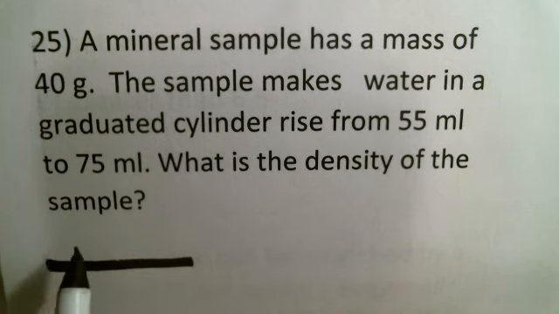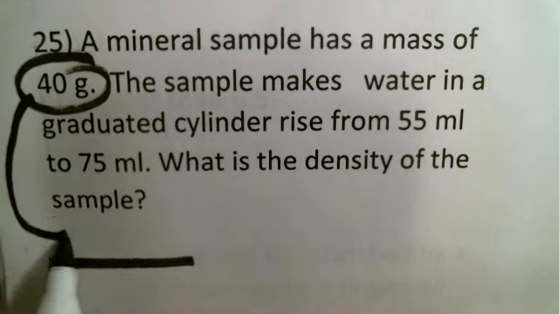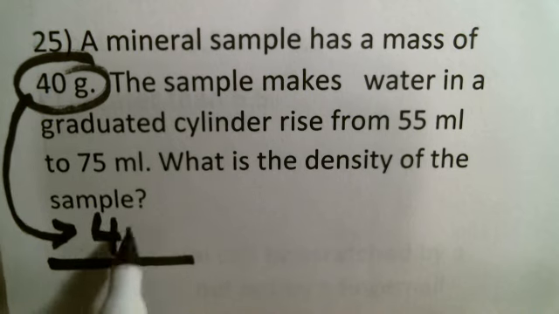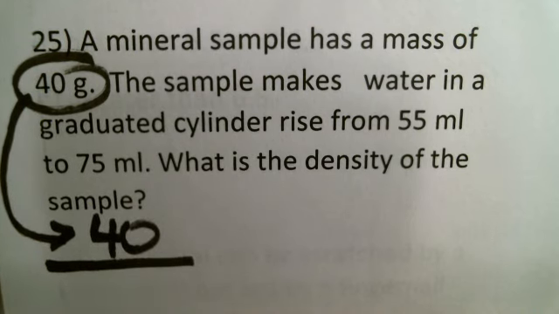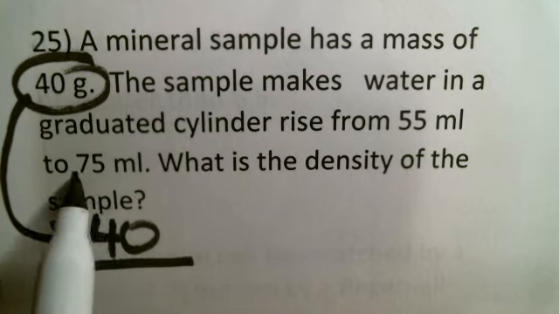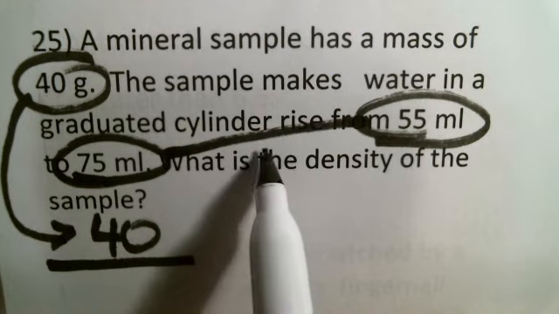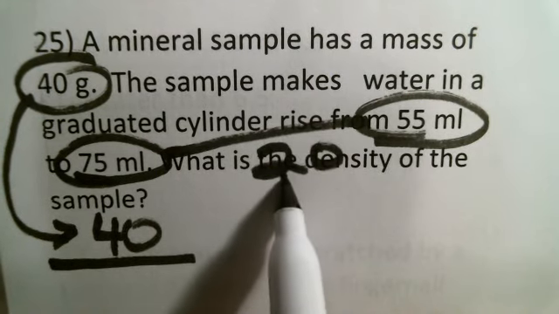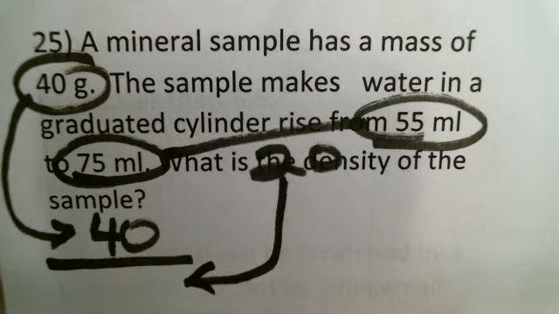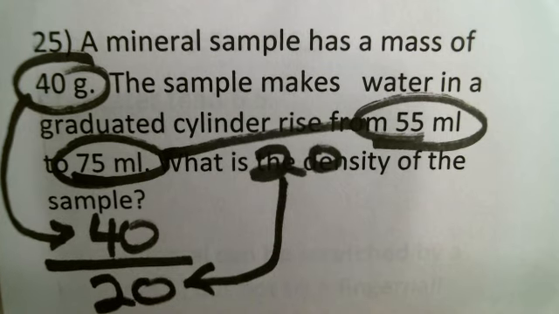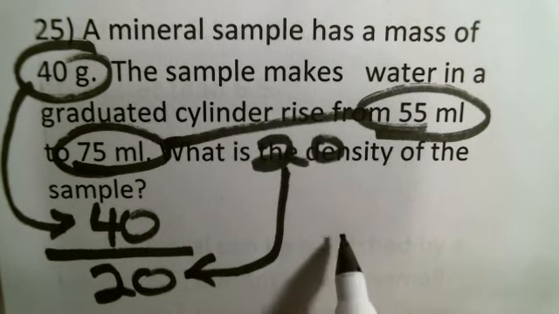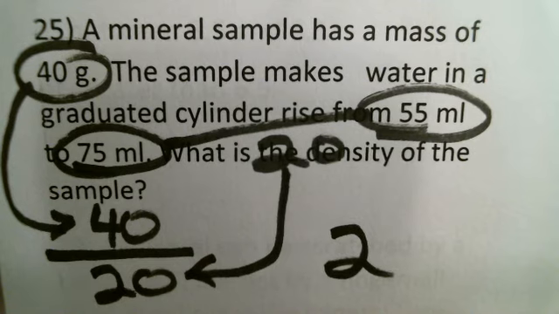So we have the mass on top, and then the volume of the mineral goes on the bottom. The volume of the mineral is the difference of these 2 water levels. The difference here is 20. So that goes on the bottom. 20 divided by 40 is a density of 2.